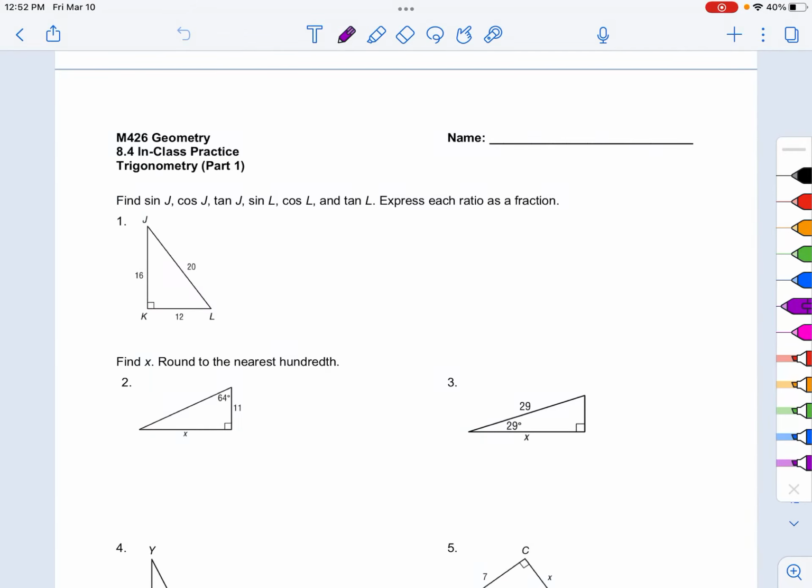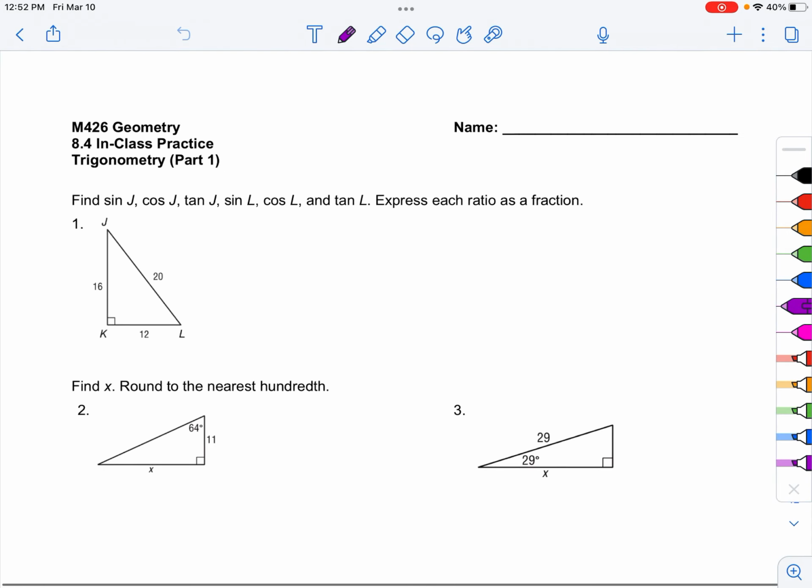Hello and welcome to our in-class practice for trigonometry part 1. In our video lesson we talked about using sine, cosine, and tangent and the trig ratios to solve for a missing side. And we're going to do a little bit of practice with that today. So let's practice with a little bit of trig ratios to start our day.